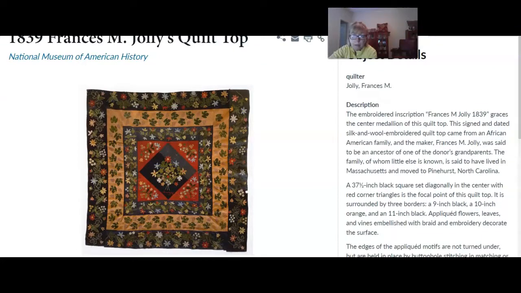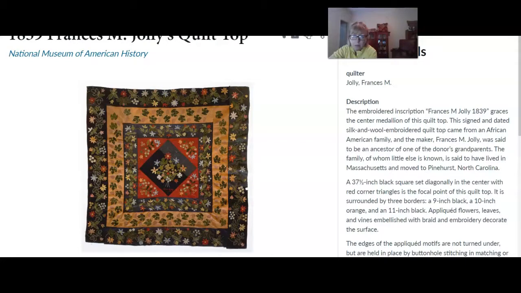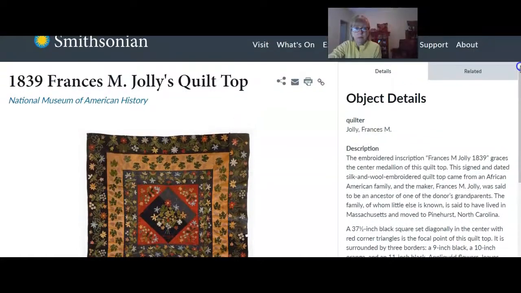This one came from an African American family, and so there's not much known, but it was made in like 1839, and look at the quality and the beautiful applique flowers, leaves, vines, and they're embellished with braid and embroidery. What a work of art. It must have taken months. But at any rate, I'd like to encourage you to potentially think about choosing a few quilts and telling the story of the quilt. I think that would be interesting.